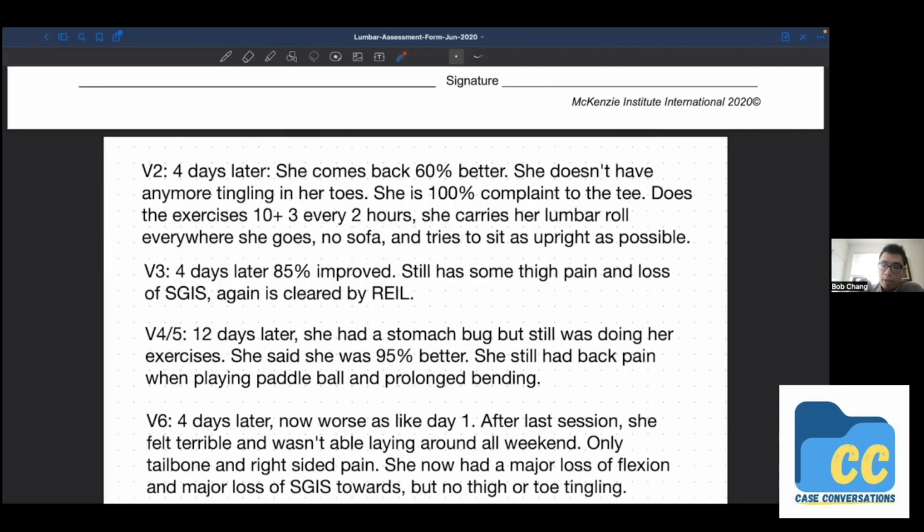So I check her motion, and she has major loss of flexion. Before the previous visit, she was able to touch her toes, and now she can't even get to her knees. She has major loss of side glide too. But she has no thigh pain. Her thigh and buttock pain has been gone, and her toe tingling is gone.